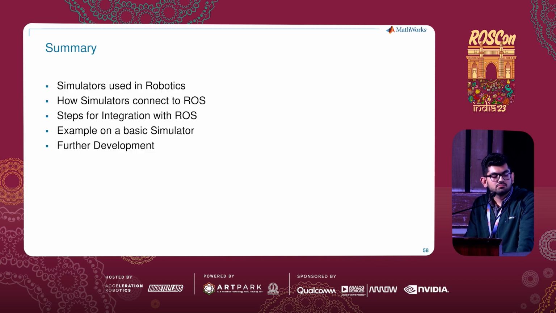So to summarize, we first looked at the simulators that are used in ROS, how these simulators are connected to ROS, the 2 processes that communicate with each other, and the steps for integrating the simulation and ROS engine. We saw how it works on a basic simulator and how further development can be done once all these topics are published.